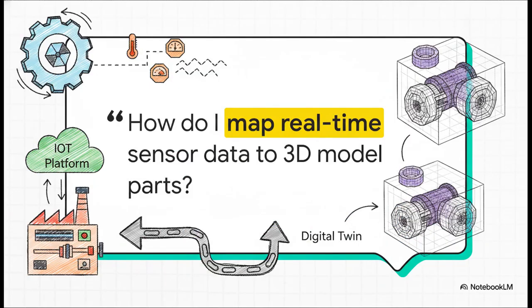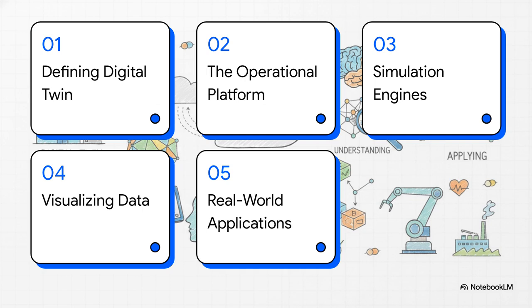To really set the stage here, I was looking at this super relatable question from a developer over on the r/IoT Reddit community. They basically asked, how do I map real-time sensor data to 3D model parts? They already had the 3D models built in Blender, they had the IoT sensors on the desk, but connecting them into a dynamic living system, that is a massive technical hurdle. It's a fantastic question, and it perfectly captures the human problem-solving journey we're going on today. Because by the end of this, we're going to answer that exact dilemma. Okay, so let's just dive right in.